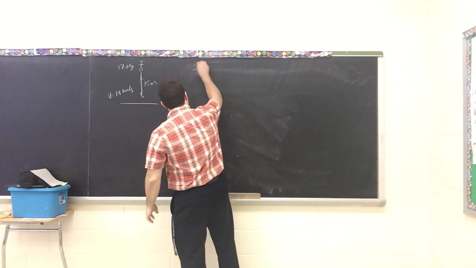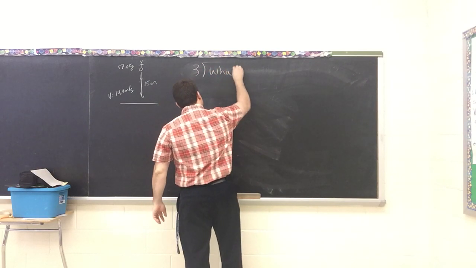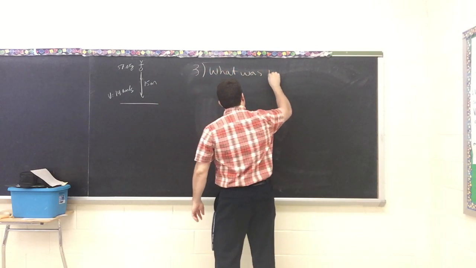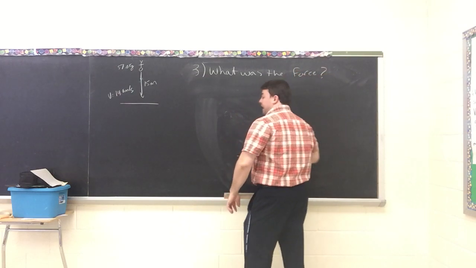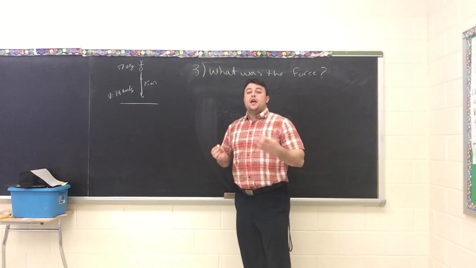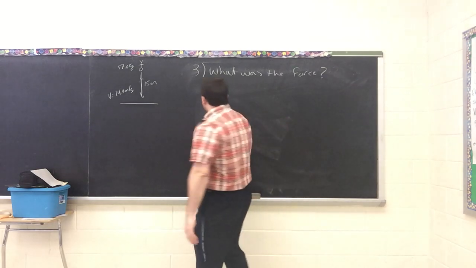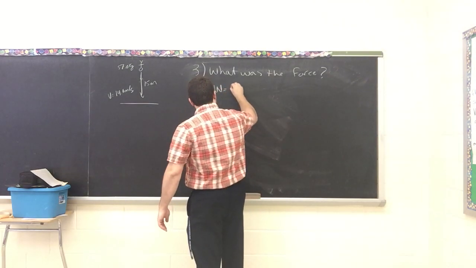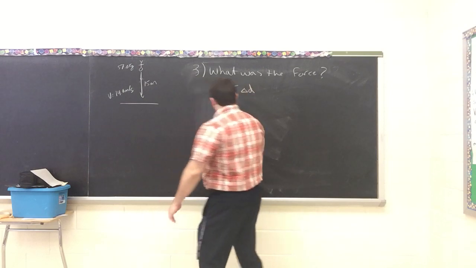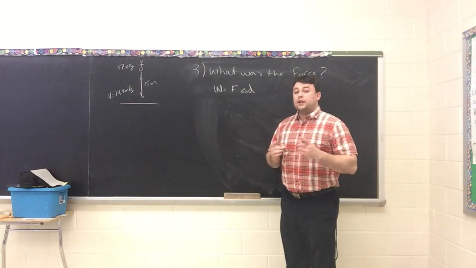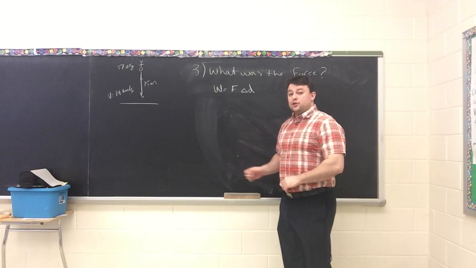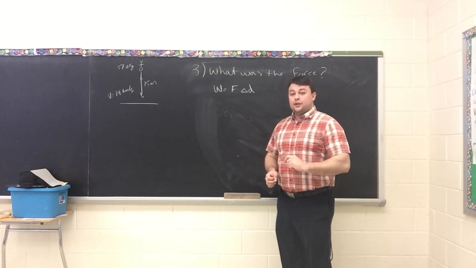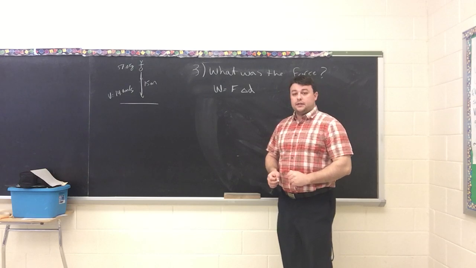Number 3, what was the force? As the question asks, what's the force of air resistance? So we know that work is equal to force times displacement. We also know work is equal to energy. So the energy lost in the kinetics was 273 joules. That's the total energy loss due to the force of air resistance.